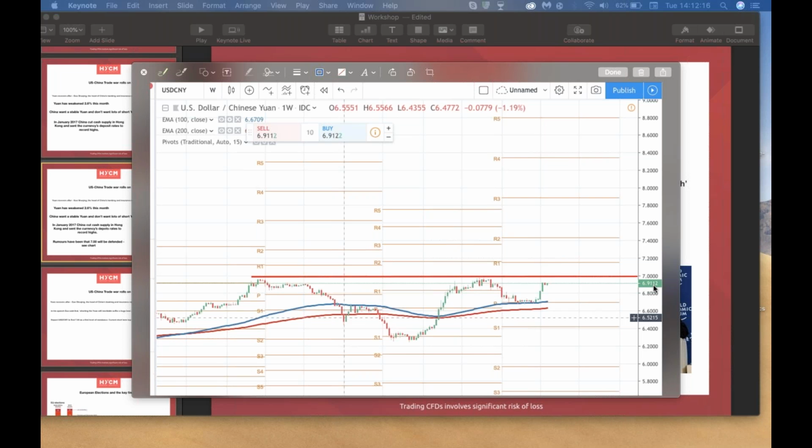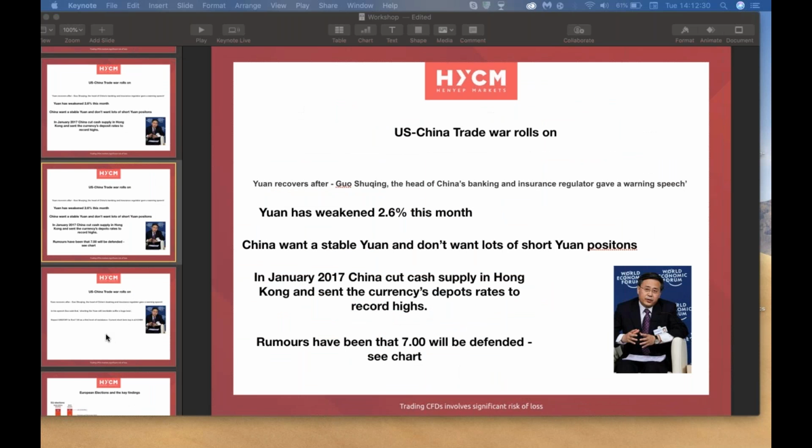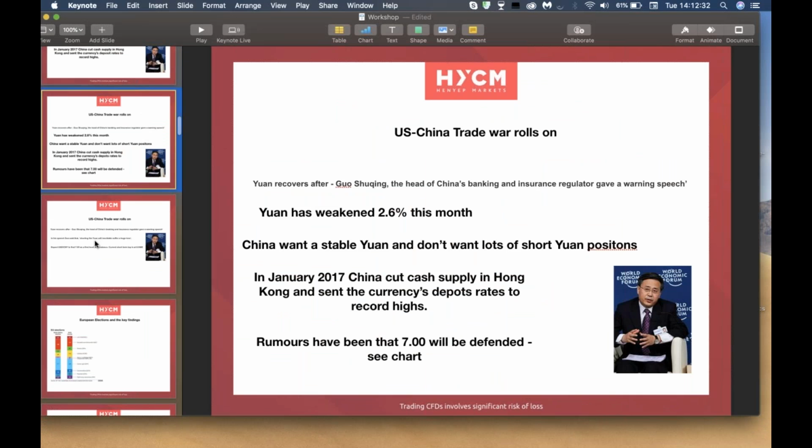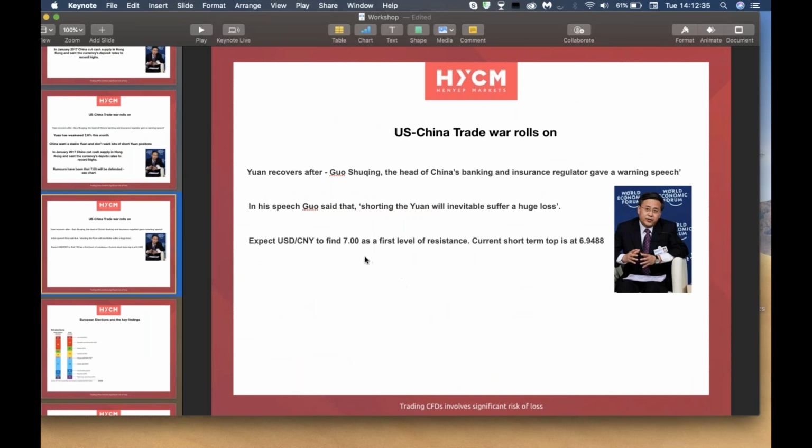Currently, it's at 6.911. So the yuan's currently just about 80, 90 points short of the 7 level. So that's something to be very aware of at the moment. And you could expect to find the level 7 as a first level of resistance. So I would expect to see that level hold on a first test.